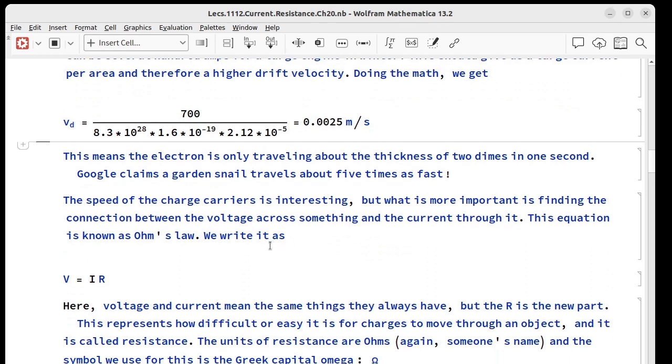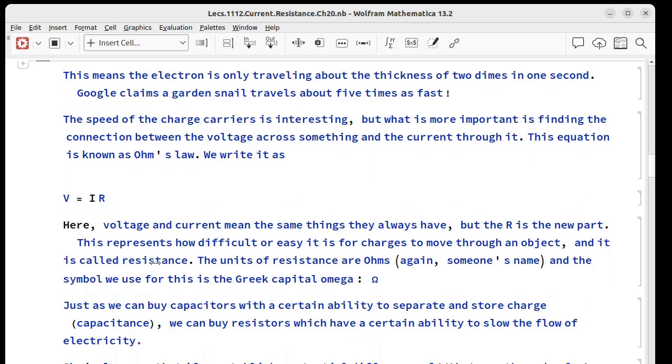So the speed of the charge carriers is interesting, but what's more important is connecting the voltage across something and the current through it. We call the equation that connects these things Ohm's law, and we write it as V equals IR. This is the most important equation when you're talking about wiring something. Voltage and current mean what we've taken them to mean before. The new part here is R. This represents how hard or easy it is for charges to move through an object, and this is called resistance. Units of resistance are ohms, and again, that's someone's name, and the symbol is the Greek capital omega.